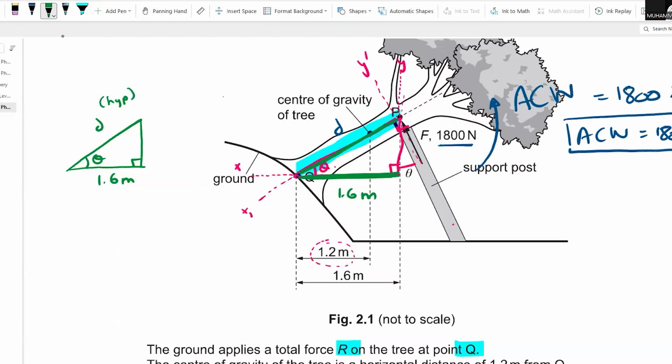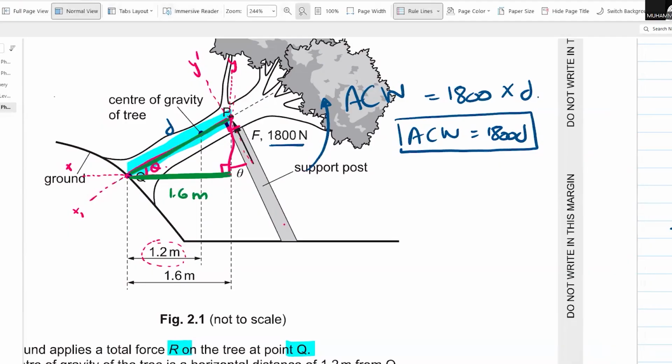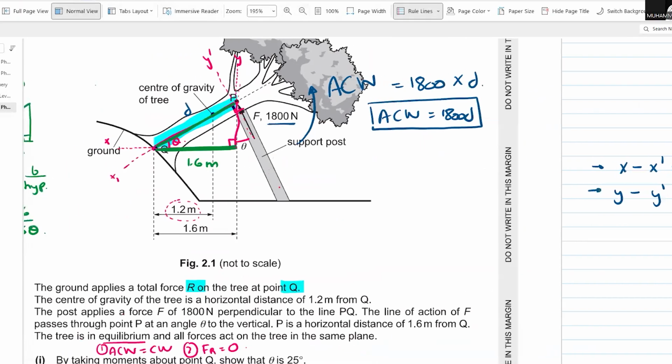You are given the base. कौन सा रेशो लग जाएगा? Cosine. Cosine theta is equal to base over hypotenuse. Hypotenuse क्या है? D. Base क्या है? 1.6. D comes out to be 1.6 divided by cosine theta. Now just substitute this D here. अब हमने क्या करना है? D को यहाँ पे substitute कर लेना है.